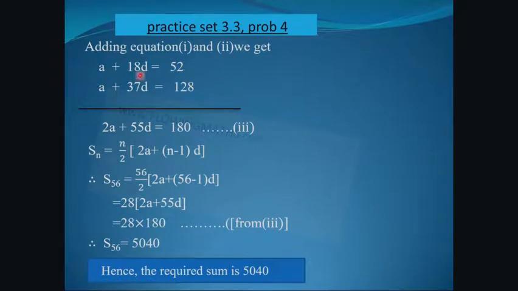So we have a plus 18d is 52, and a plus 29d is 128. Now we can easily find d if you subtract this equation from this. You can get the value of d, and then you replace it into this equation and you will get the value of a.